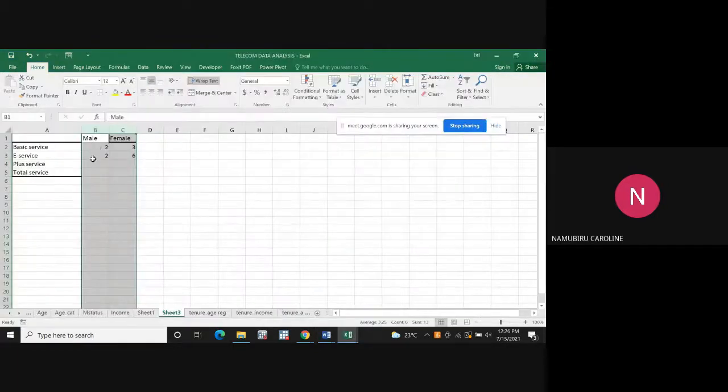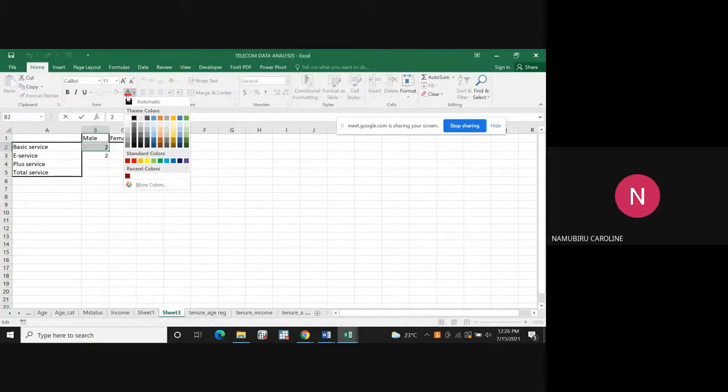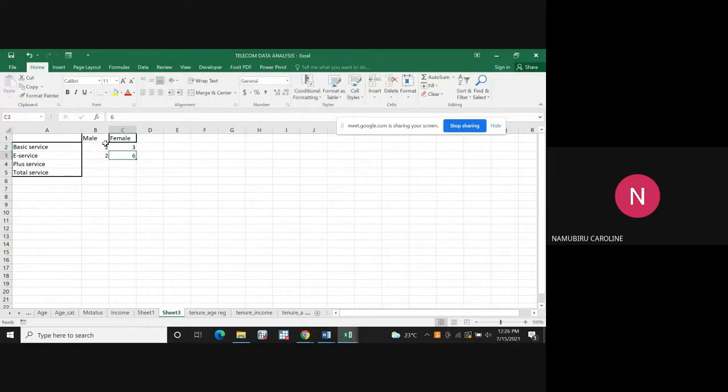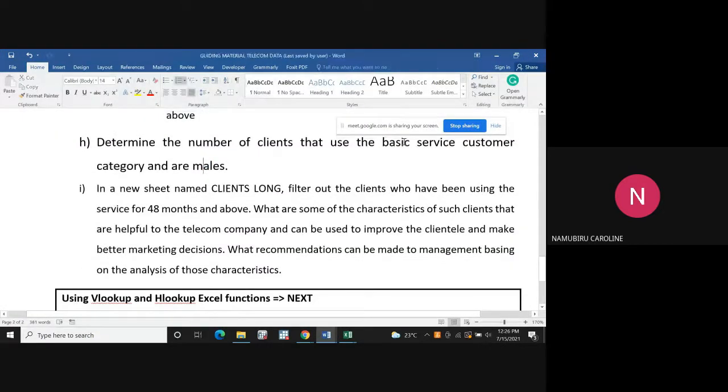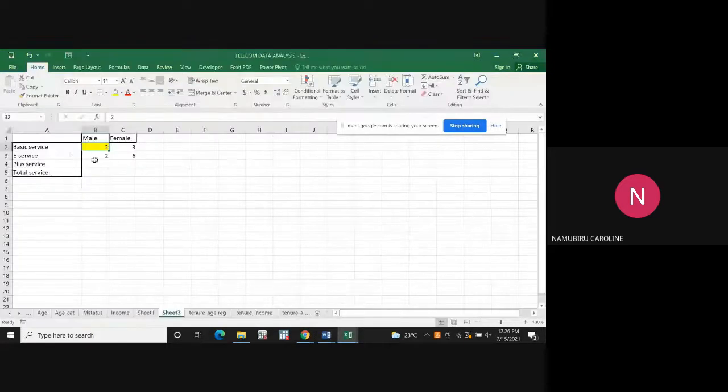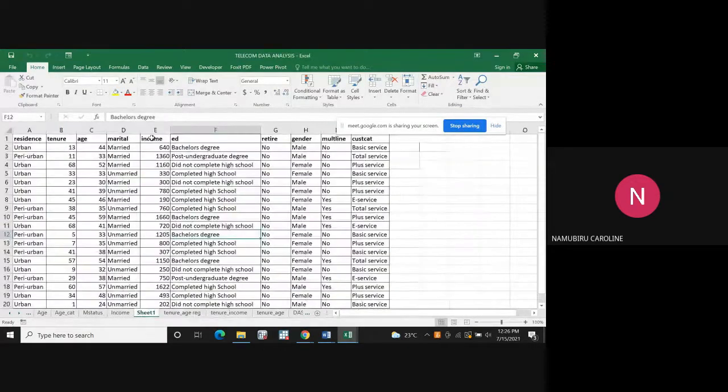Our interest is just here. The interest you have in the question is just at that point, right? Our interest is just here, only there. But we know that at analysis, Excel is going to give us even these other ones. For us, we shall be interested in that, because in the question they're asking for the number of clients that use a basic service and are males. So follow through with me so that we can work that out. Let's go to our sheet 1, to our original sheet.